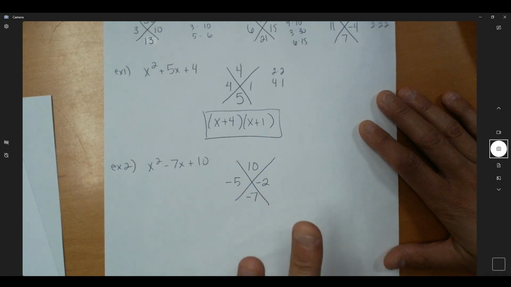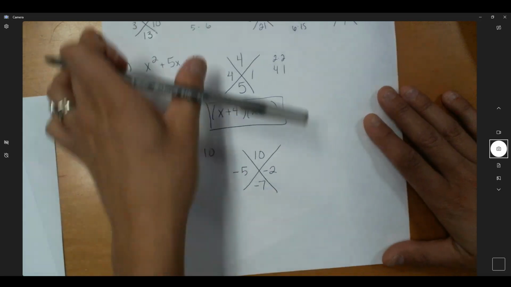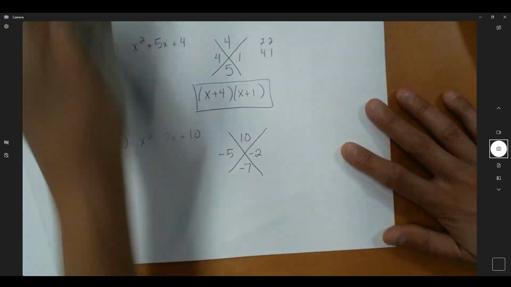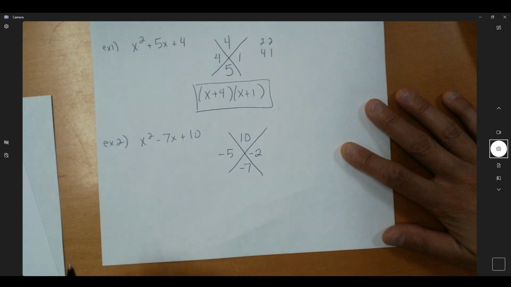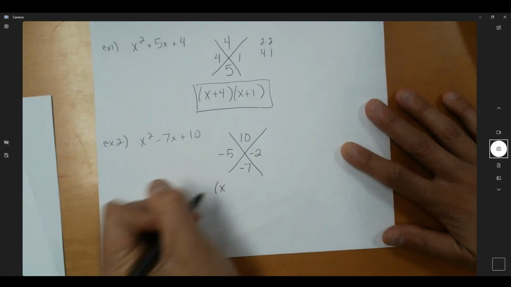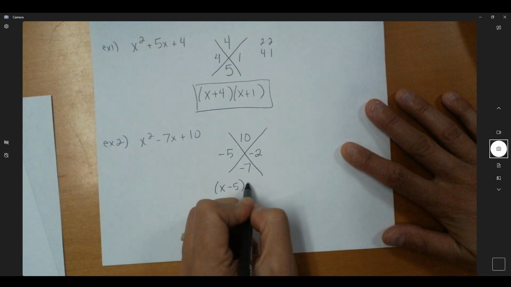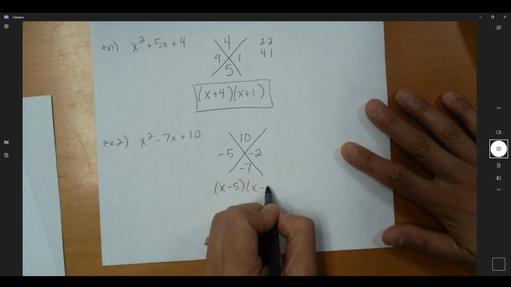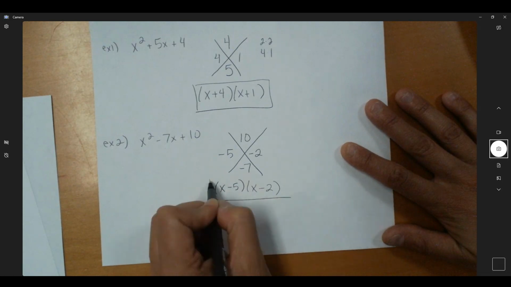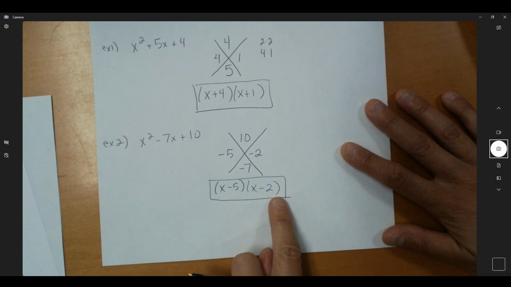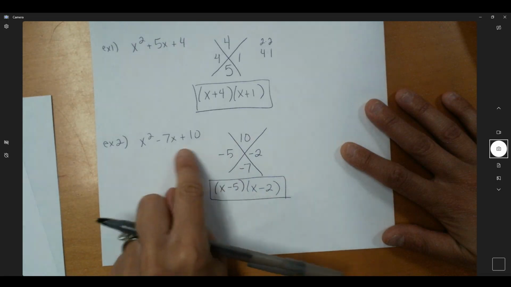So that works perfectly. So to get our final answer, we take X and we put it in front of both of these numbers in parentheses. So the first one would be X and then minus 5. Our second one would be X and then minus 2. And that is your answer. That is the factored form of this quadratic.